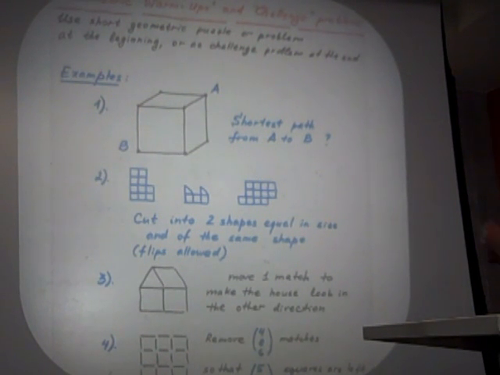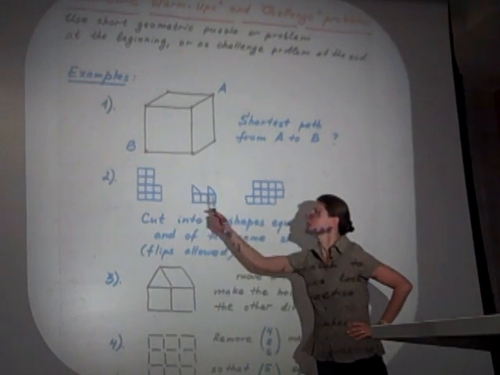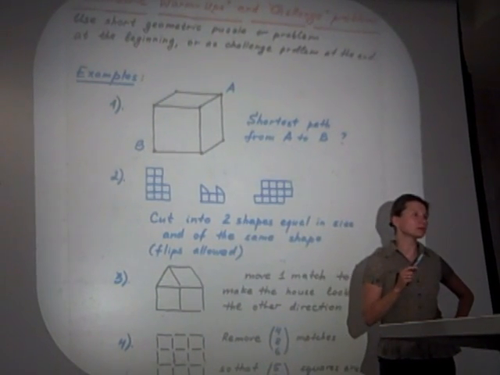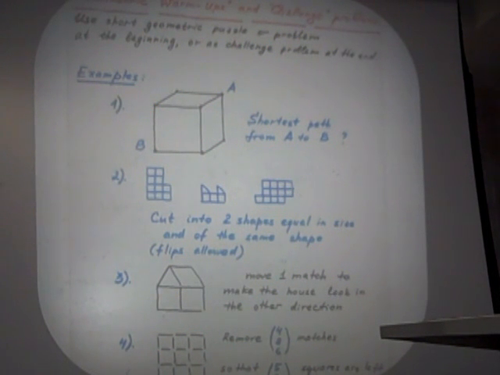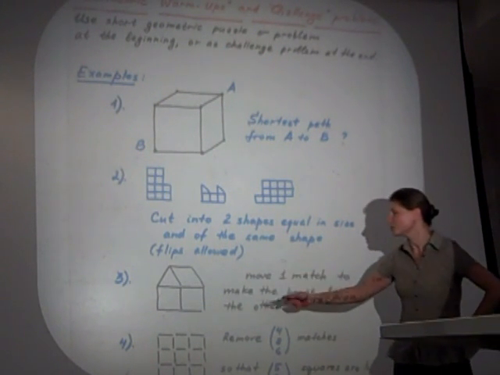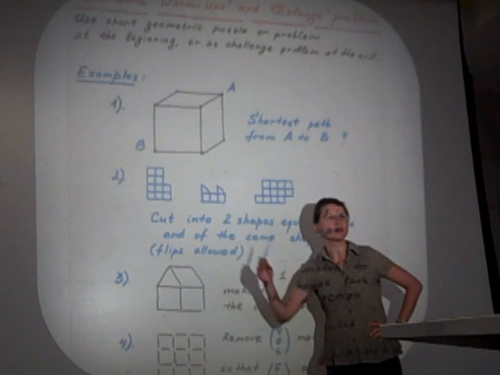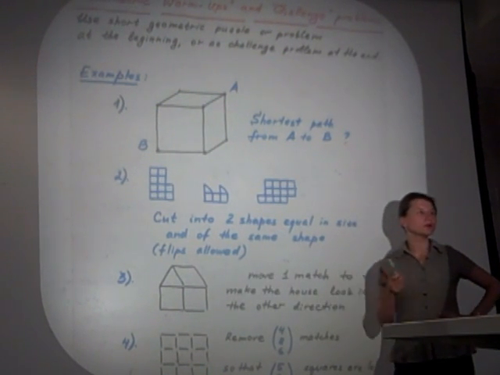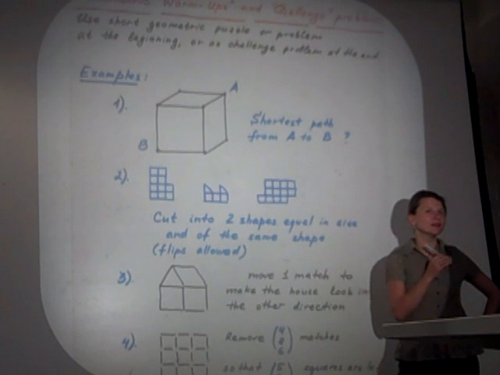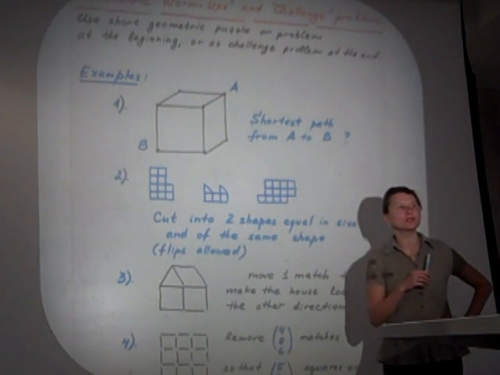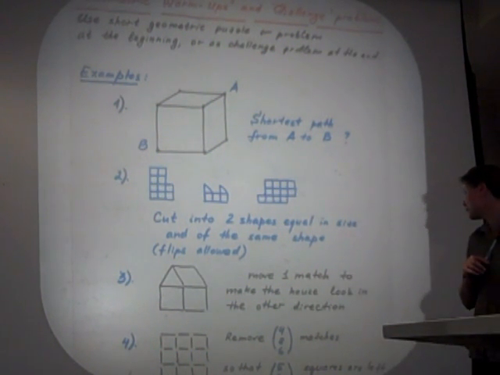Another warm-up type of problems which I think we've seen, there are some shapes, you need to cut them in half. This doesn't require any preparation, and sometimes they get it right away, sometimes not. So numerous problems with moving one match. So this is a house that looks this way, right? Make it look that way by moving just one match. If it's a new problem for you, it will take some non-trivial thinking to understand what's going on.